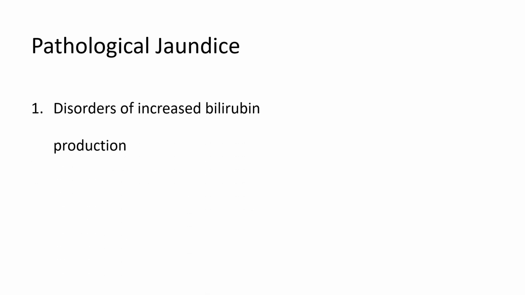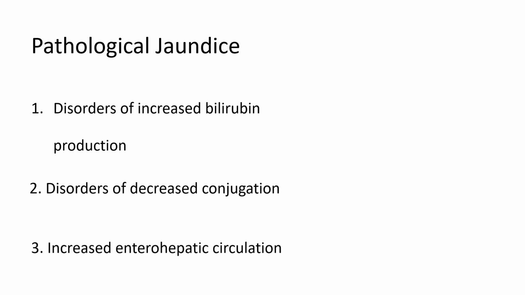What about pathological jaundice? For pathological jaundice, we will think about the previous diagram. Number one, we could have an increased destruction of RBCs, which means increased bilirubin production, or decreased bilirubin conjugation. The last one is increased enterohepatic circulation.